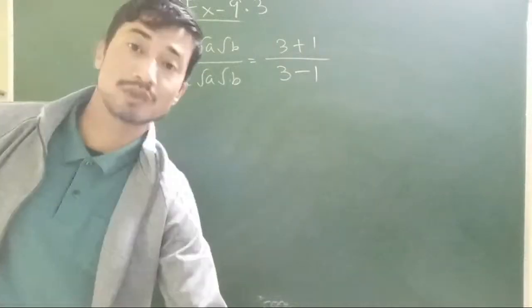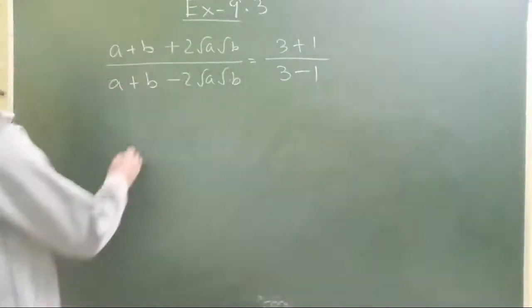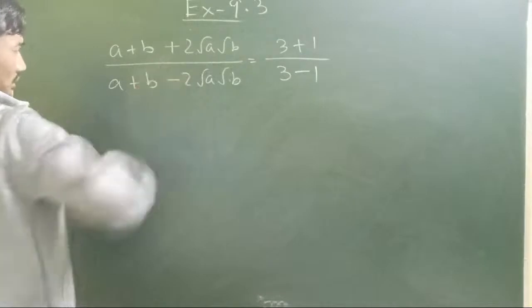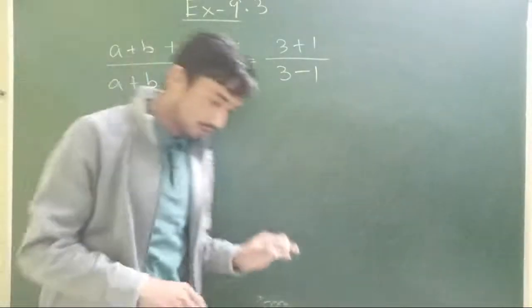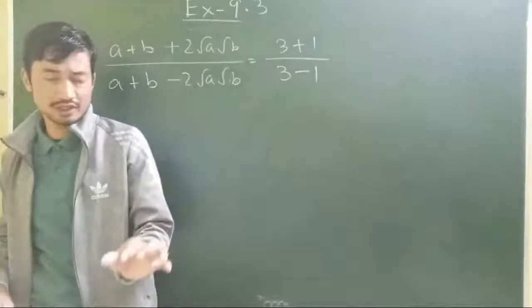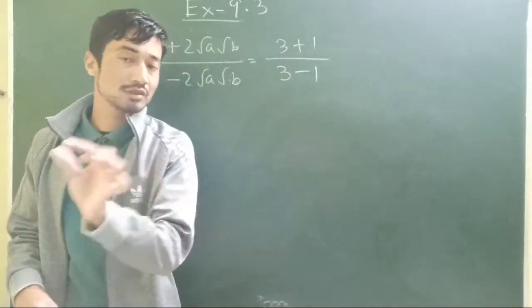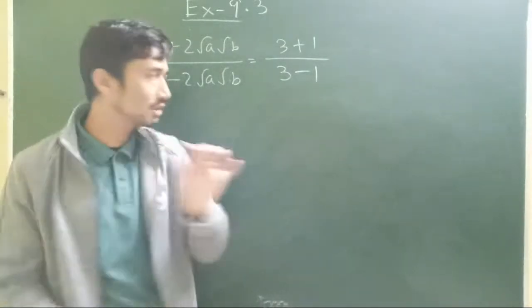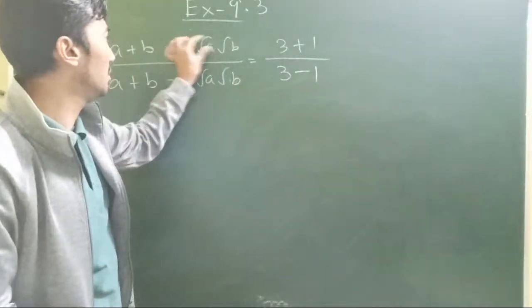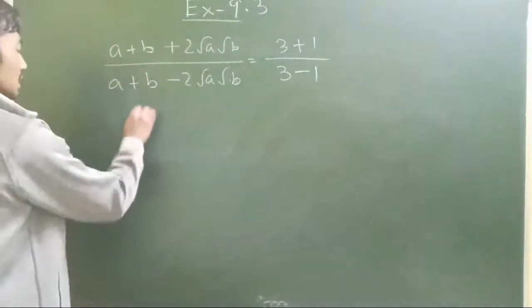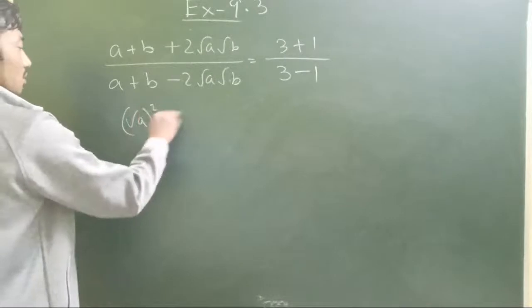Now let's simplify. Some arrangement again. I have a 2. If you remember the formula, (a plus b) whole square is a square plus twice ab plus b square. (a minus b) whole square is a square minus twice ab plus b square. Somewhat similar to that, root twice of ab. So I think we can make some arrangement.